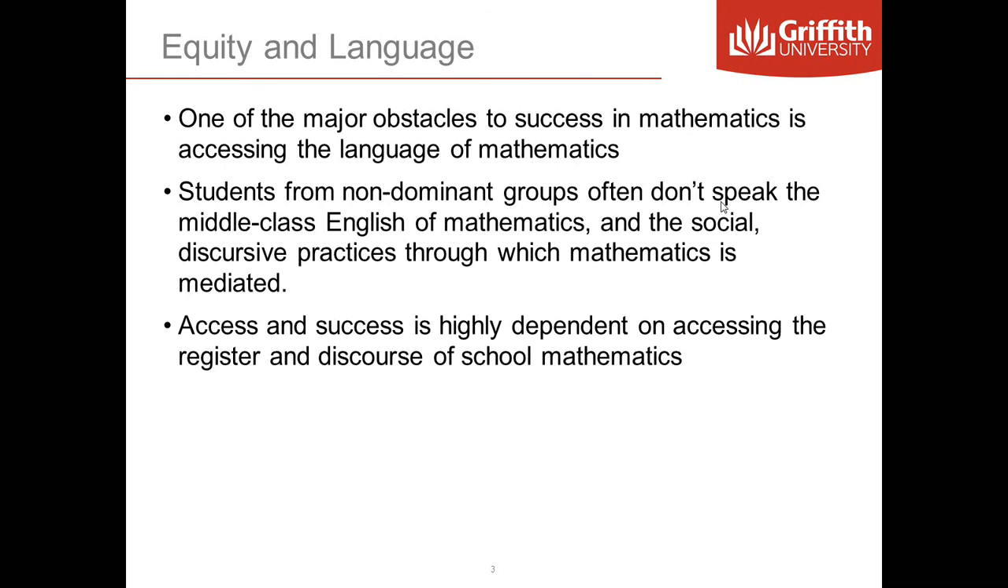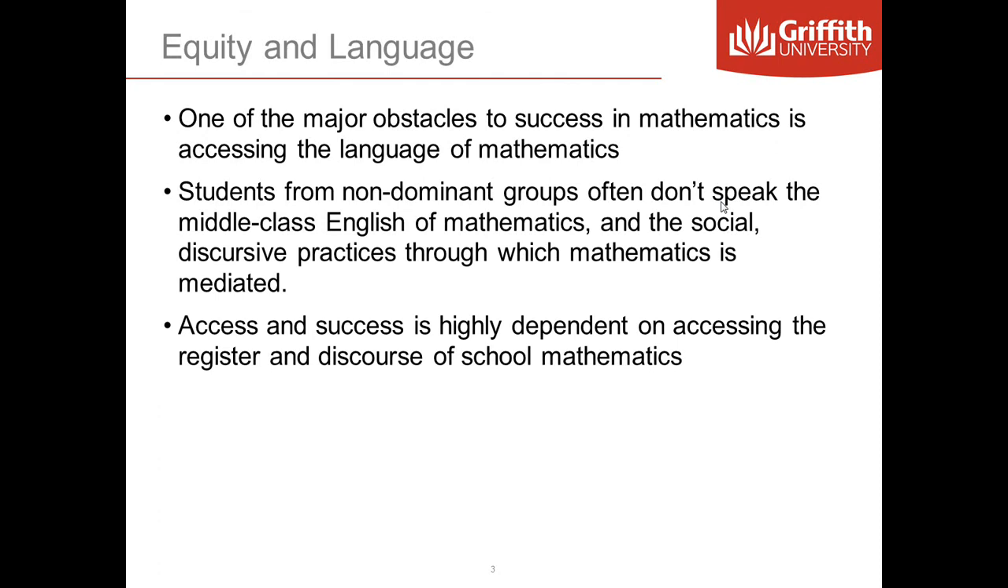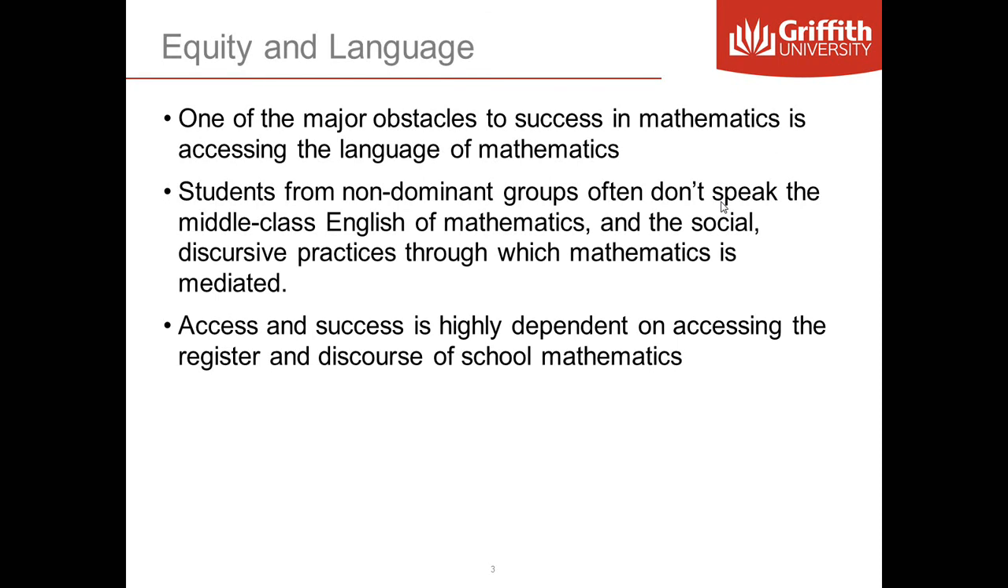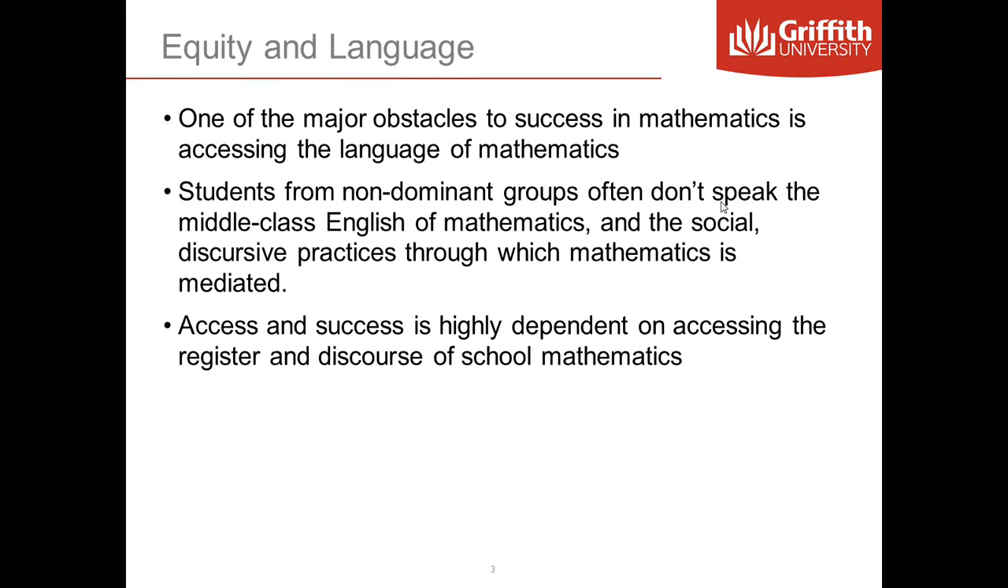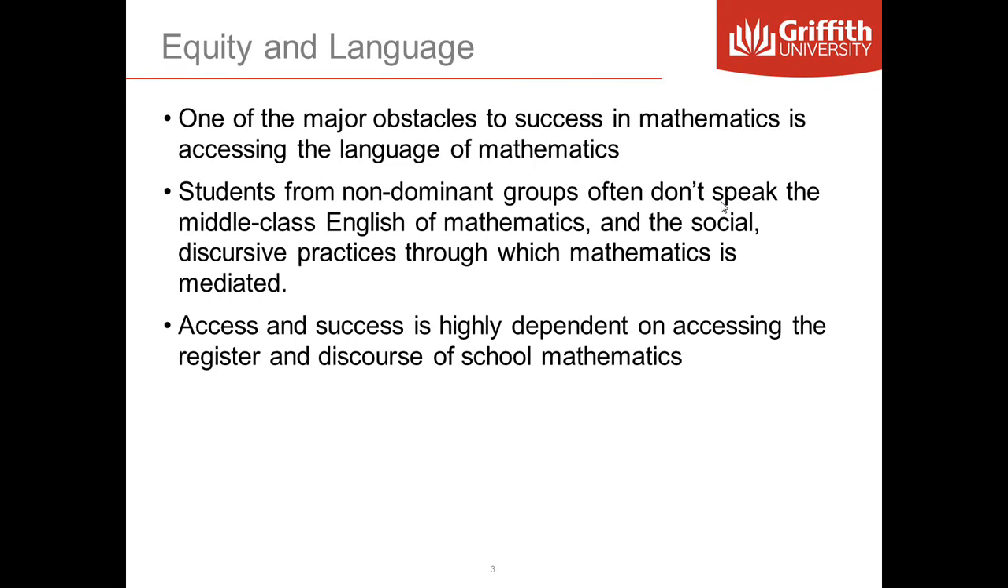Now, we talked a lot about language and mathematics earlier in the course, and it has come up in quite a few other areas of this course. One of the major obstacles to success in mathematics is being able to access the language of mathematics. What we do know very much from the work of Basil Bernstein is that the language of instruction is middle class English. So if you're middle class and you're an English speaker, you've got a much higher probability of being successful in mathematics than if you do not speak English as your first language and if you are not middle class, and possibly if you want to call Australian as well, whatever that might be.